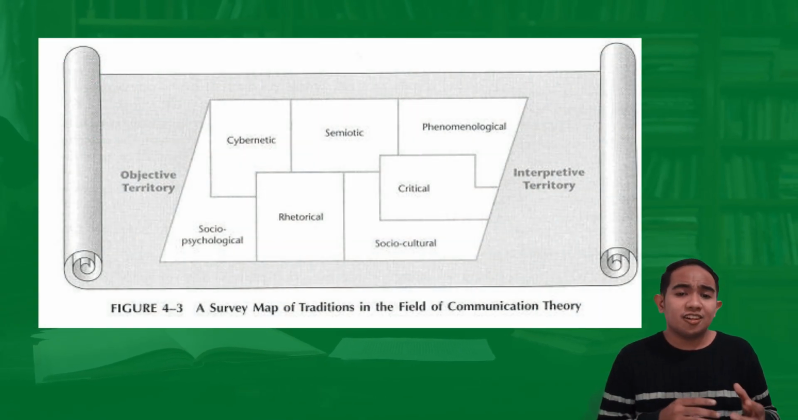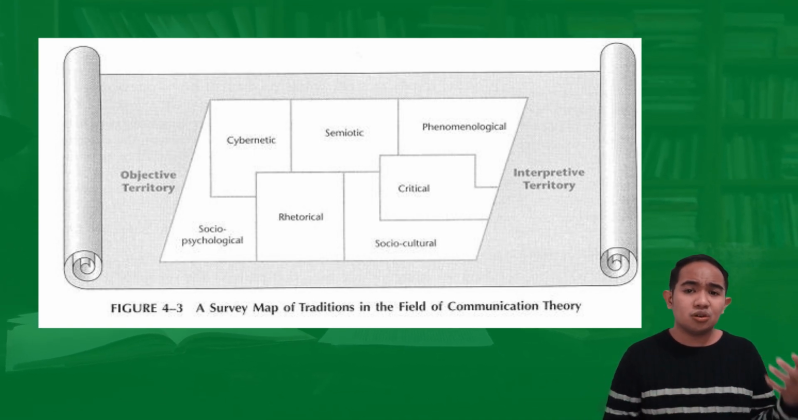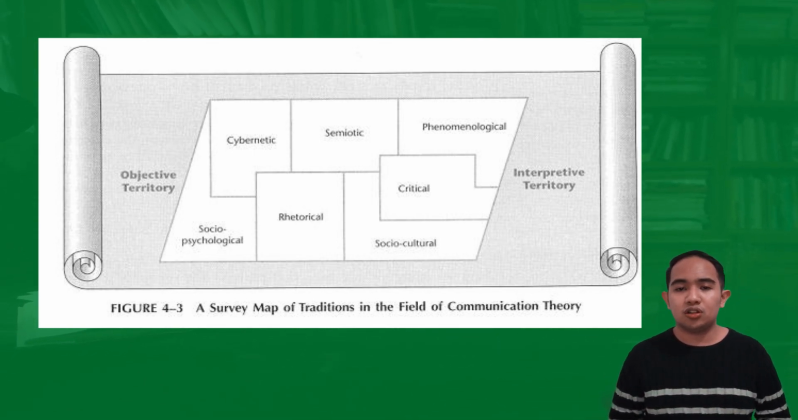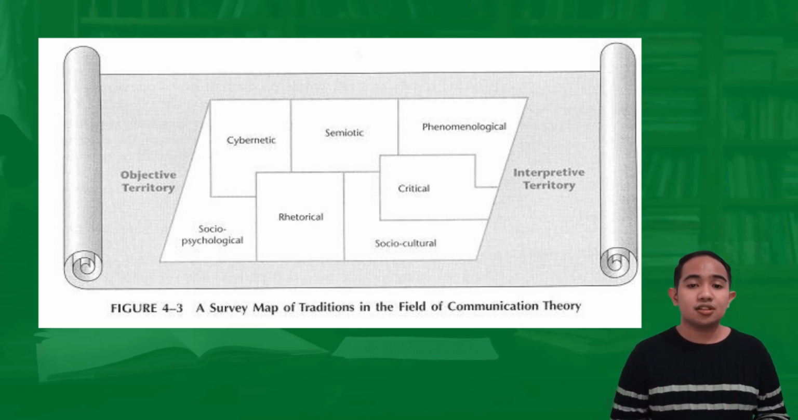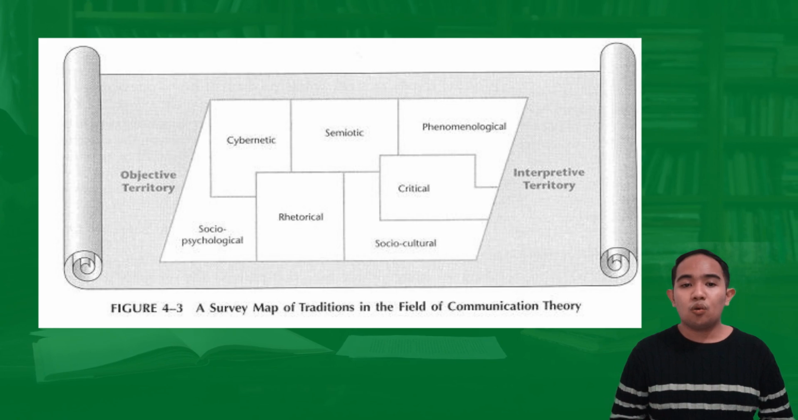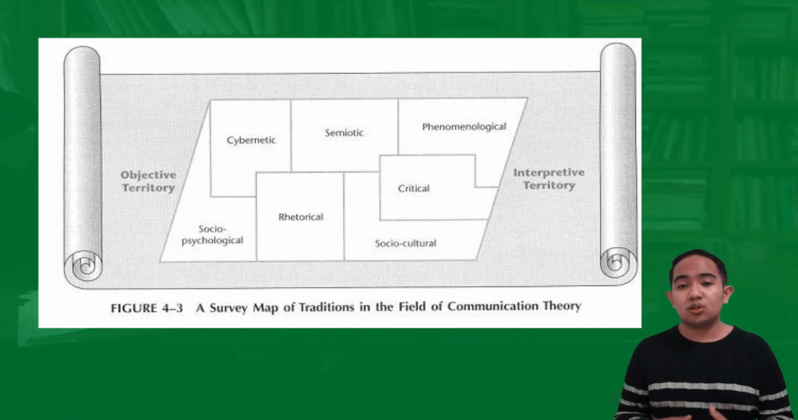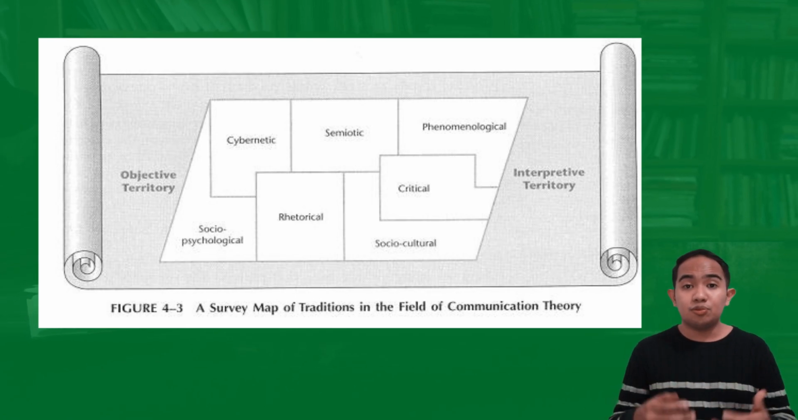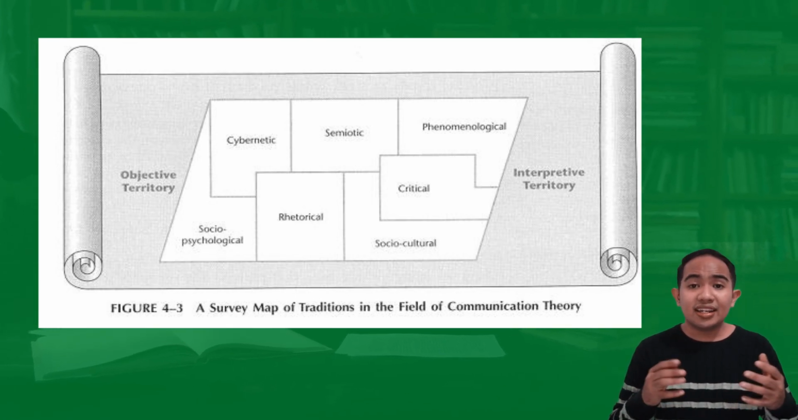Notice here that some traditions follow an objective approach, while some follow an interpretive approach. Cybernetic and socio-psychological traditions are more objective, while phenomenological, critical, and sociocultural are more interpretive. Semiotic and rhetorical are more in between. We already mapped the field, and we are now ready to explore different communication theories.